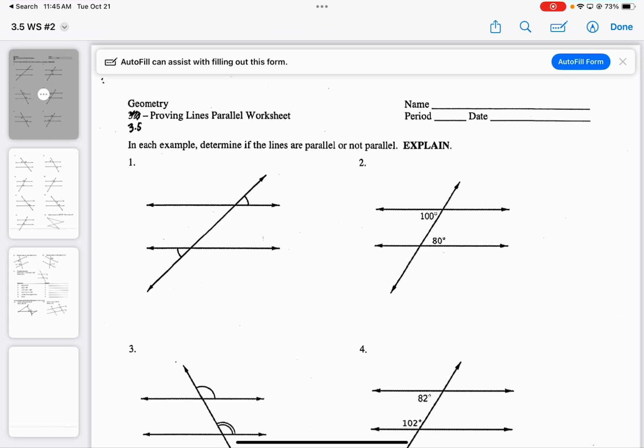But this is consecutive interior, right? Are those supplementary to each other? Do they add up to 180? No, they don't. They add up to 184. So not parallel.